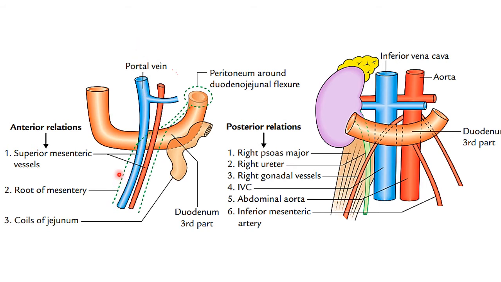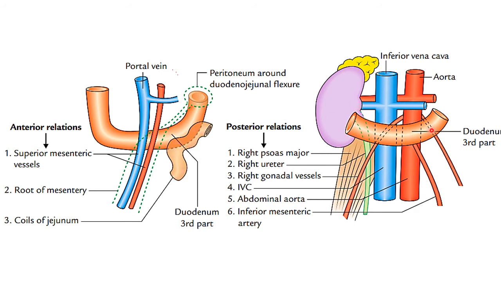Then is the attachment of the mesentery on the posterior abdominal wall. This is called the root of the mesentery. So the other relation is the root of the mesentery, and then is the coils of the jejunum. So the anterior relations of the third part of the duodenum are the superior mesenteric artery, the superior mesenteric vein, the root of the mesentery, and the coils of the jejunum.